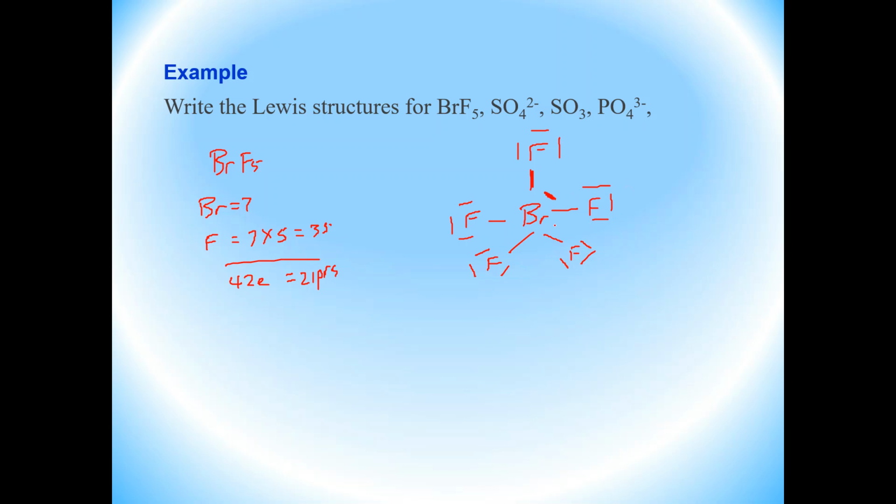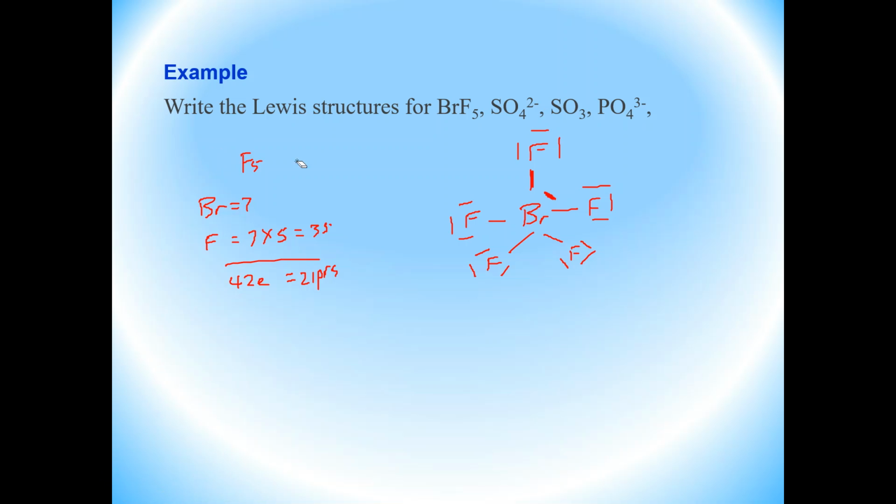You'll notice that the bromine has more than 8 electrons. In fact, it has 2, 4, 6, 8, 10, 12 electrons on its outer shell. So bromine is one of those situations where it can have more than 8 electrons because it's in period, if I remember correctly, period 4. Let me check and make sure. Bromine, oh, I said boron, it should be bromine. So 1, 2, 3, 4. Actually, period 4. So bromine can expand its octet so that it ends up with more than 8 electrons on its outer shell.